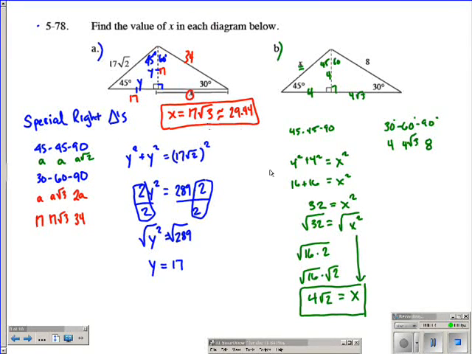Thank you for listening here. If you want to double check, plug that bad boy back in. And if you gave me the decimal answer, you would have ended up with 5.66 units. This is problem 5-78. I hope you did well.